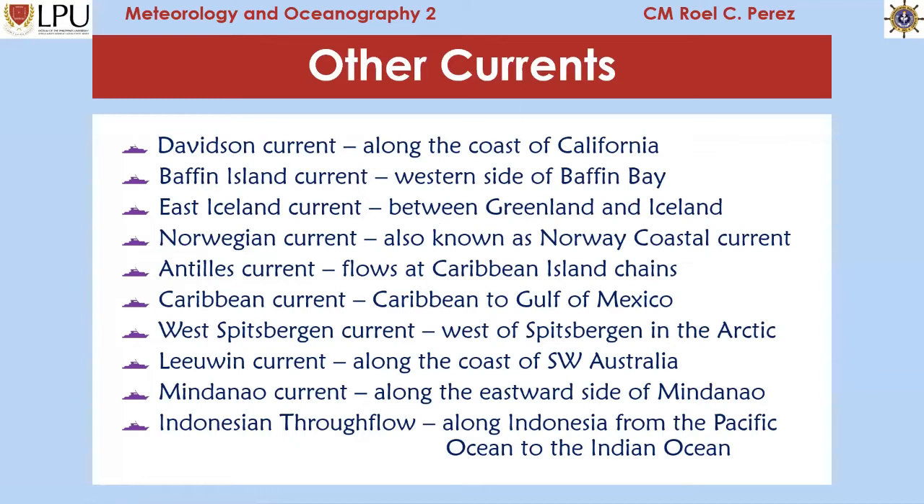And then we have the Antilles current, which flows at Caribbean island chains. The Caribbean island chains is the one dividing the Caribbean Sea and the Atlantic Ocean. So in between those islands, there is a current which is called the Antilles current. And then inside the Caribbean Sea, we have the Caribbean current, which is flowing to the Gulf of Mexico. So we can check that one.